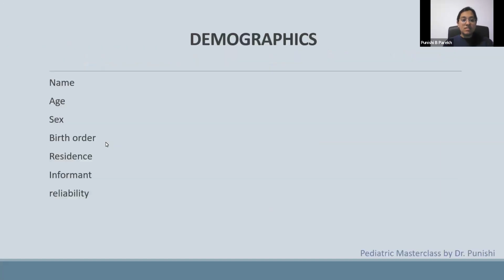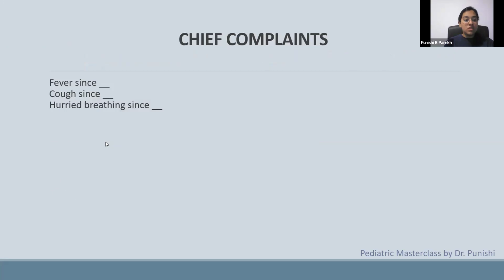Okay, so for this case, let's say it's a 3-year-old boy who is first by birth order, resident of Mumbai, informant being the mother, who's reliable, who's brought in with chief complaints of fever since 5 days, cough since 3 days, and hurried breathing since 1 day. So the chief complaints are fever, cough, and hurried breathing.